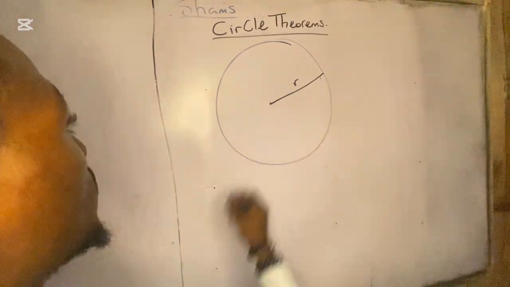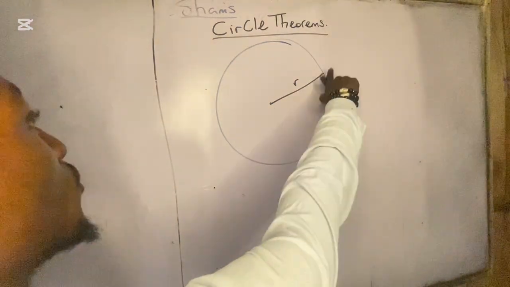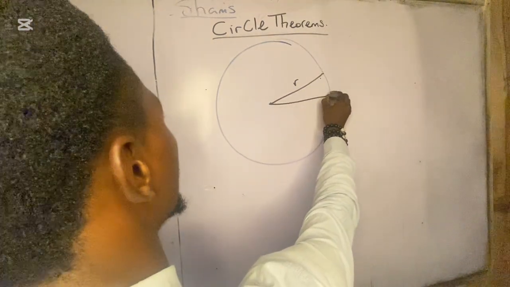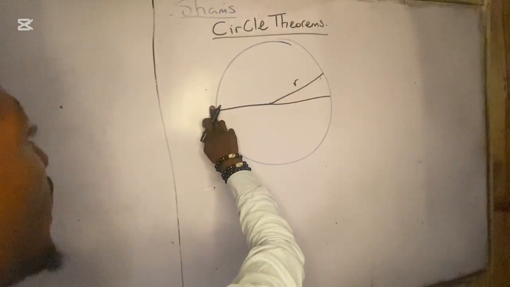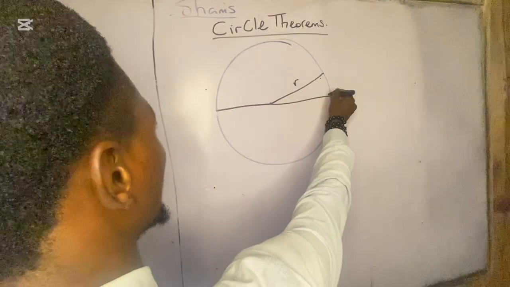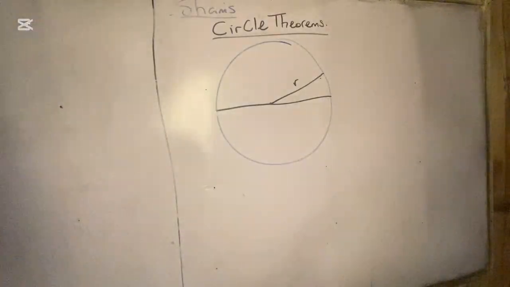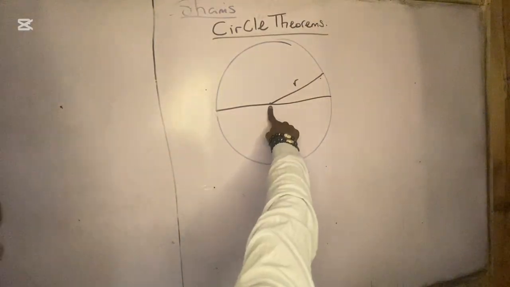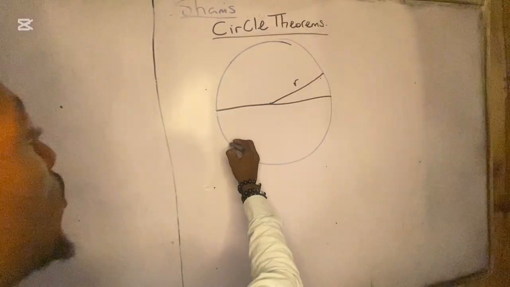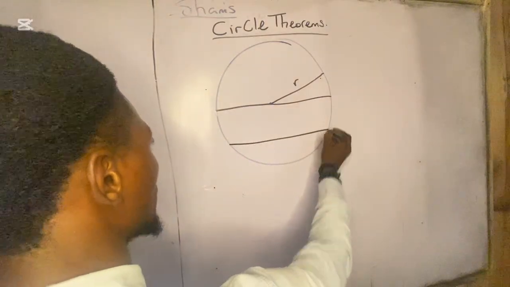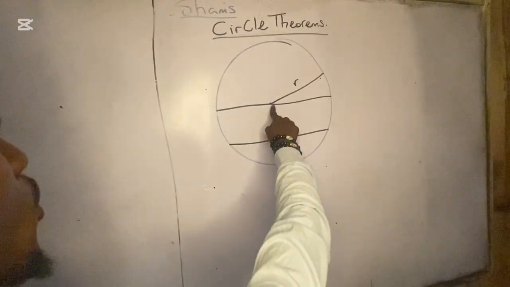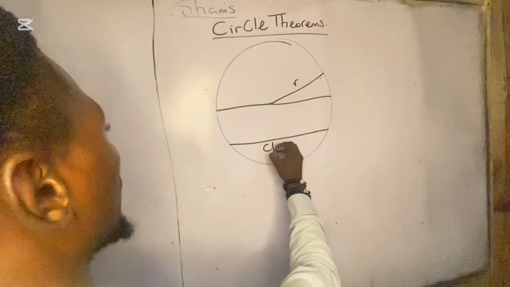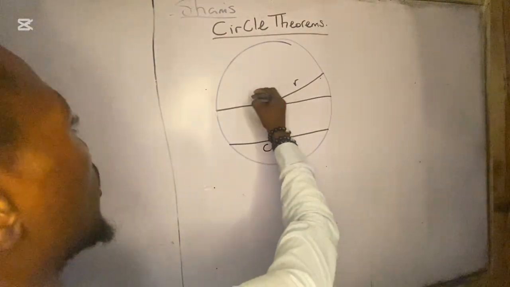Then we have radius. Radius is the straight line from the center of the circle to the circumference of the circle. The second one is 2 of the radius, and which is what? Diameter. Diameter is a straight line that touches 2 points of the circumference of the circle and passes through the center of the circle. The next one is chord. A chord is a straight line that touches 2 points on the circumference without touching the center of the circle. So we call this one chord. We call this one diameter.